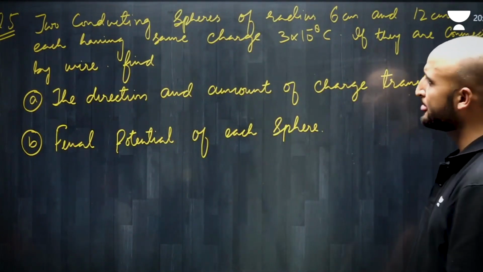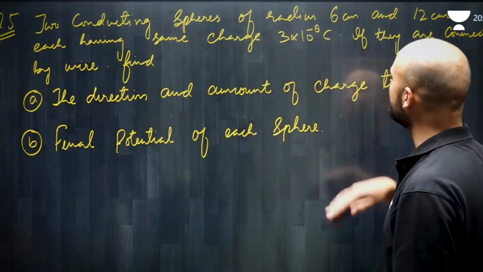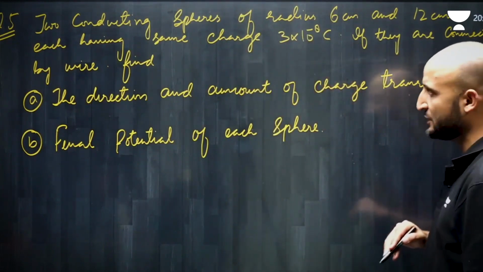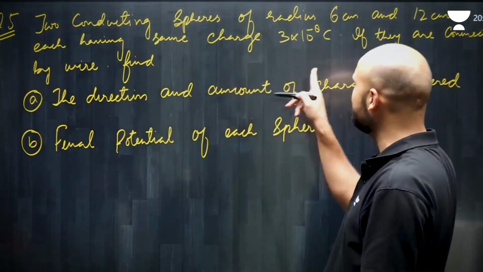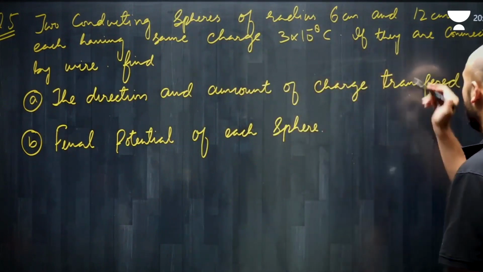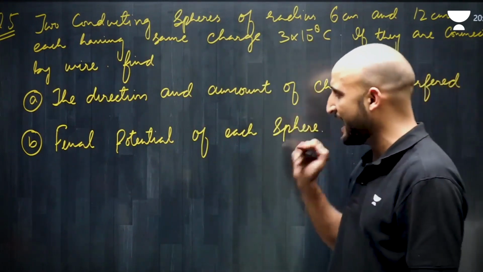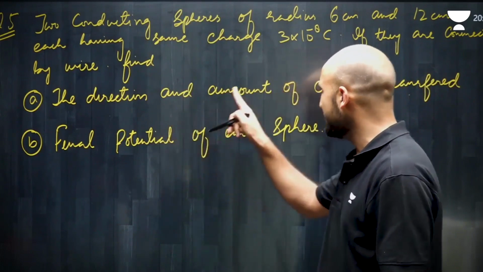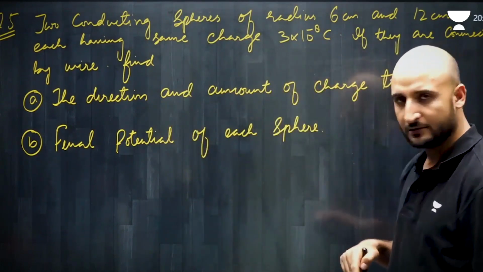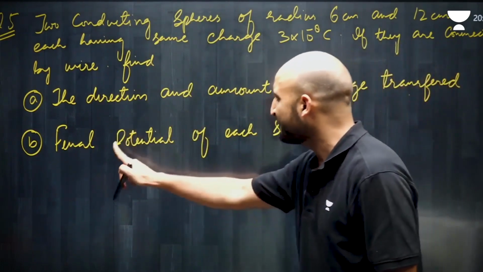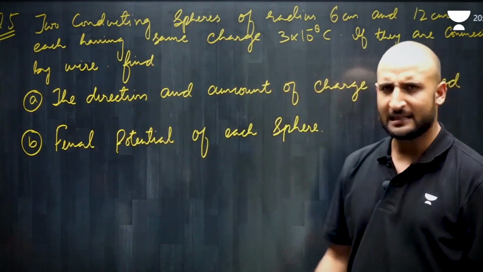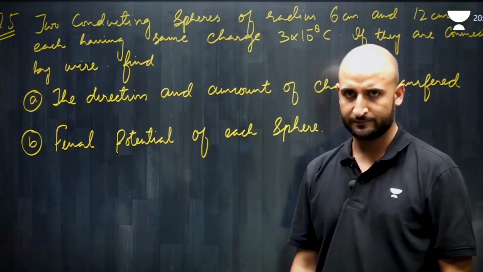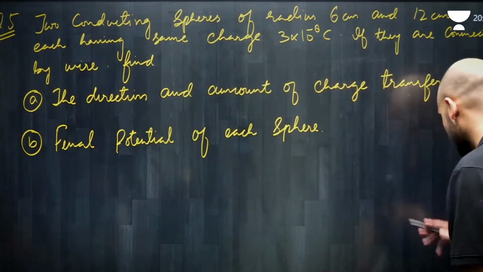The question is: two conducting spheres of radius 6 centimeter and 12 centimeter, each having the same charge. If they are connected by a wire, find number 1, the direction and amount of charge transferred. Number 2, the final potential of each sphere, which actually means the common potential. Let me picturize this question.